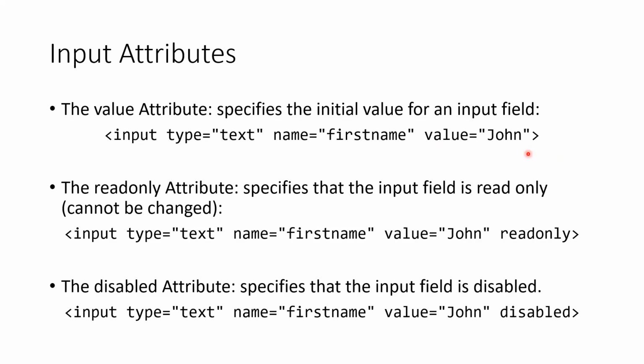Now, sometimes the values we should not allow users to change at all. There are some reasons why you should do this. In those cases we can say it's read only at the end. And disabled attribute, you can specify and say the input field is disabled. So you can say input type text, name, first name, value chosen, and disabled.